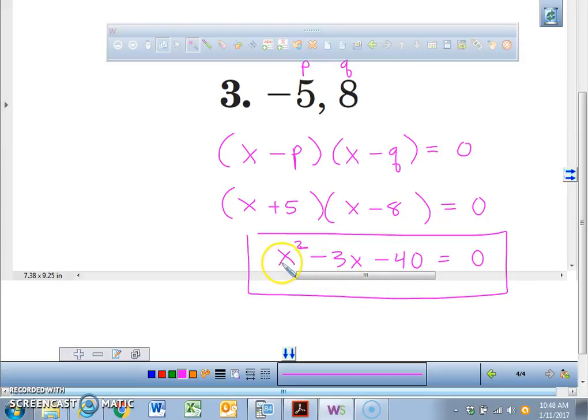So here we go. Right here, this is your equation. This is your equation for your quadratic that has roots at where? Negative 5 and positive 8. Now we're going to do one that deals with fractions. Okay, so the last one we're going to do on this video, we're going to do one with a fraction.